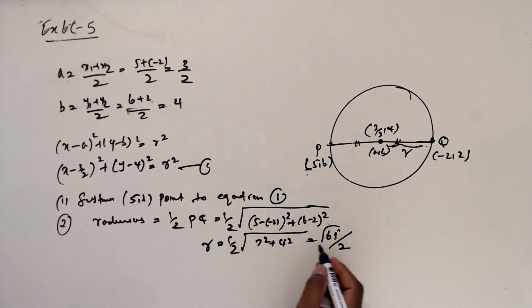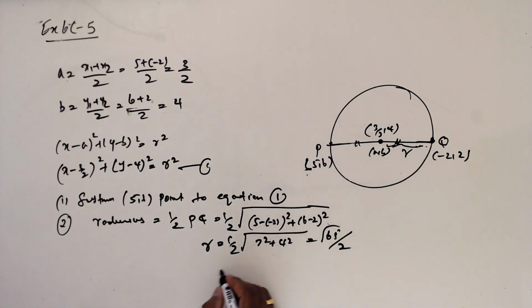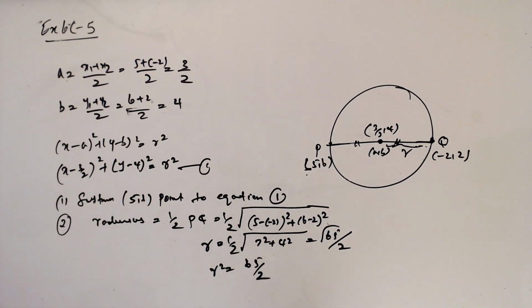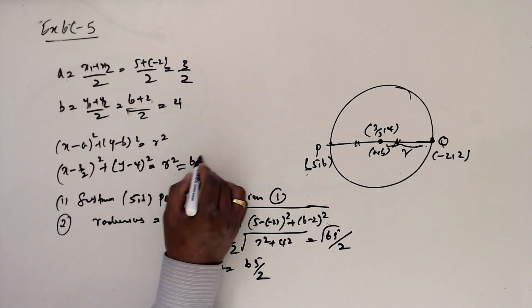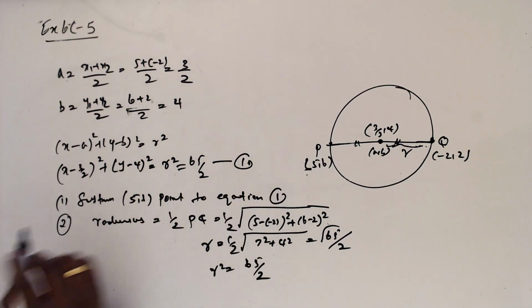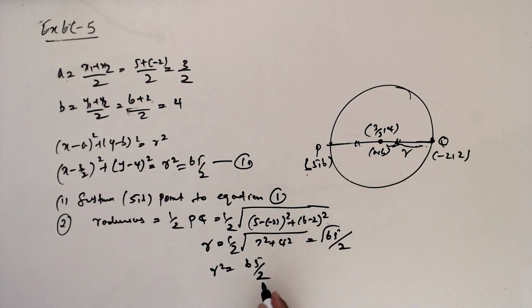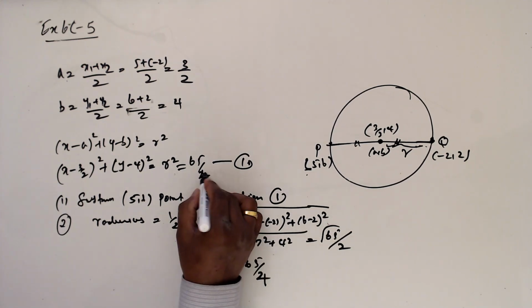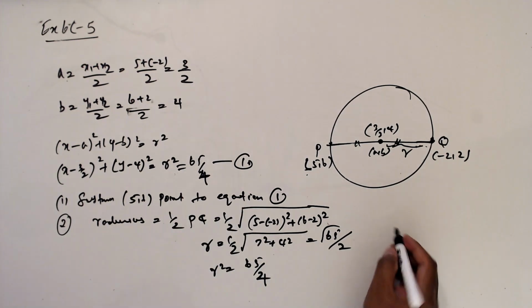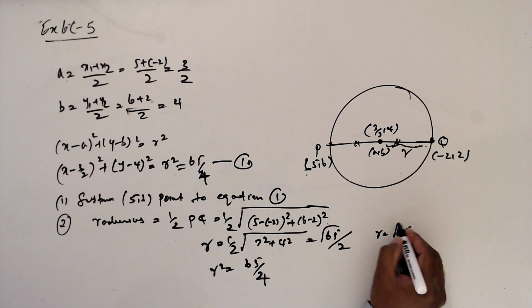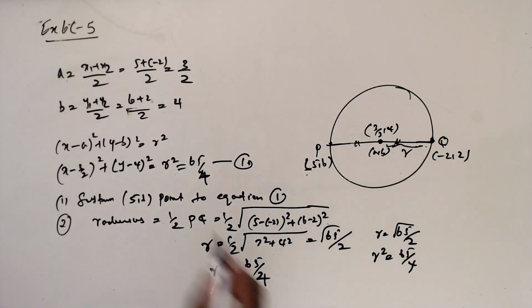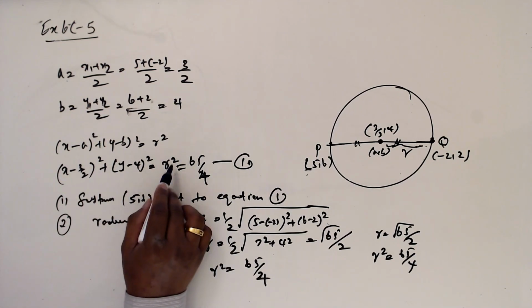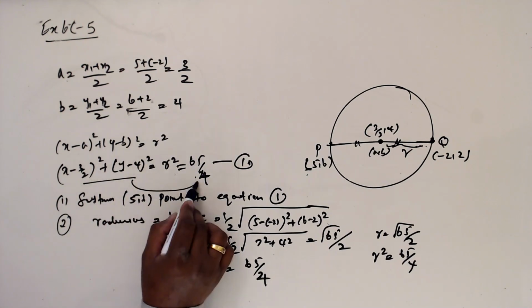Now we can write, so this is r. Then we can simply write here square root 65 over 2. When we square this one, it is actually 65 over 4, because r is square root 65 over 2. Then r square is 65 over 4. So when I substitute instead of r square, I will get the equation.